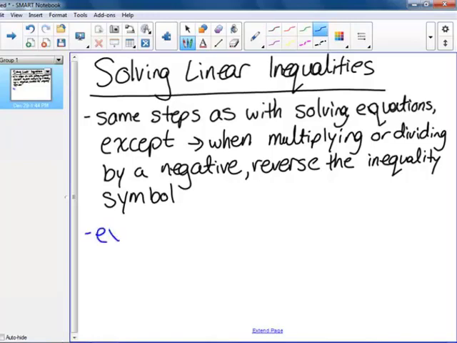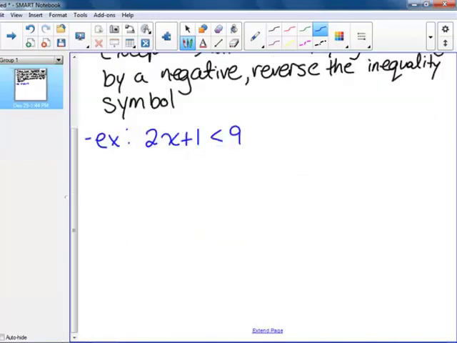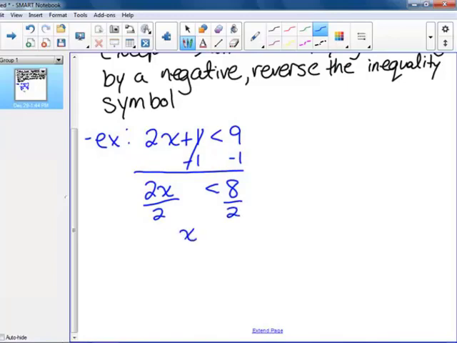Okay, so we're going to solve a couple linear inequalities, and then we're going to put our final answers in interval notation throughout. So, first example, 2x plus 1 is less than 9. So just like with solving equations, first step, let's move the 1 over, get the constants together. So 2x is now less than 8. Divide by 2 on both sides of the inequality. So x is less than 4.